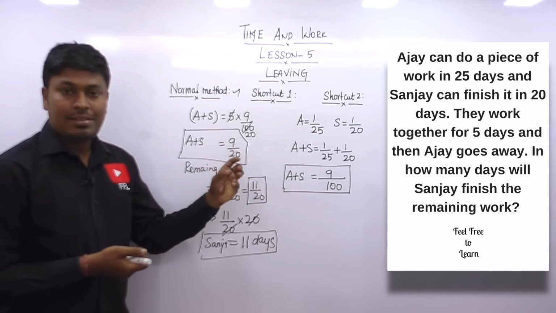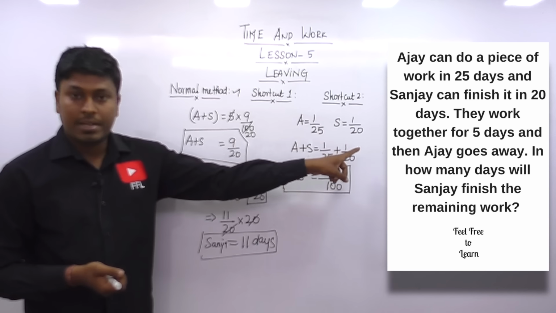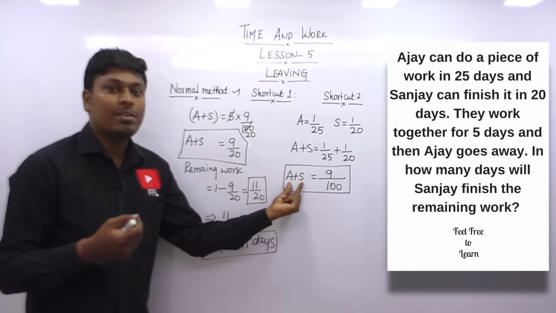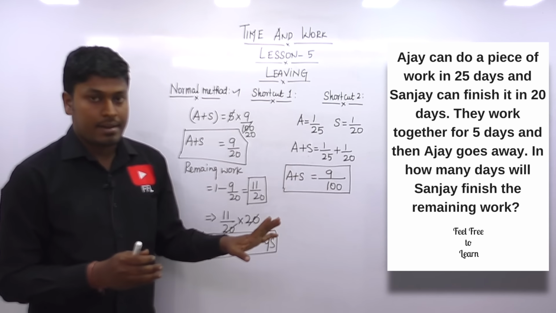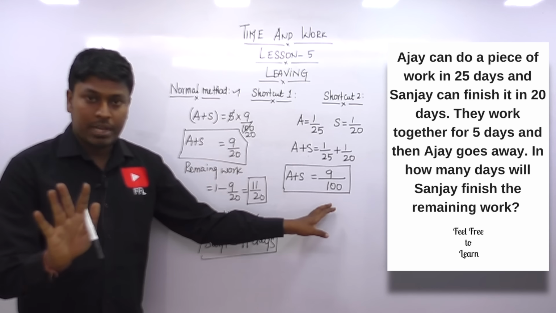So friends, most interesting, understand the concept. First of all, Ajay's work is 25 days, Sanjay's work is 20 days. Initially what we did: we found if both of them work, the 1 day work is 9 by 100. After finding the data, we know that Ajay and Sanjay both worked for 5 days.